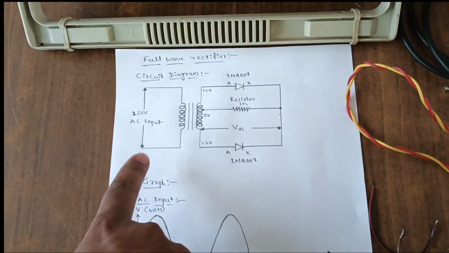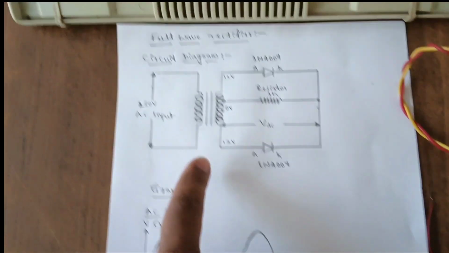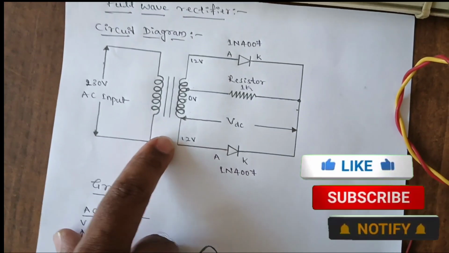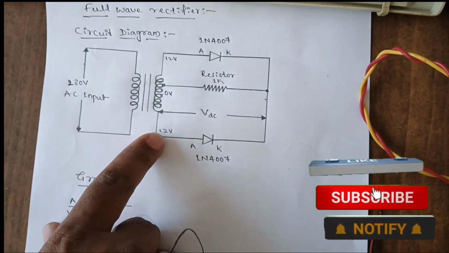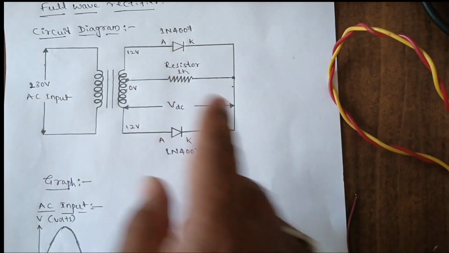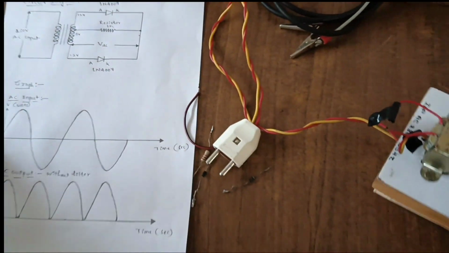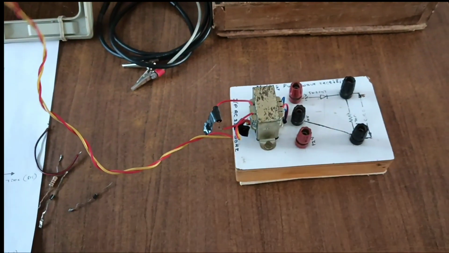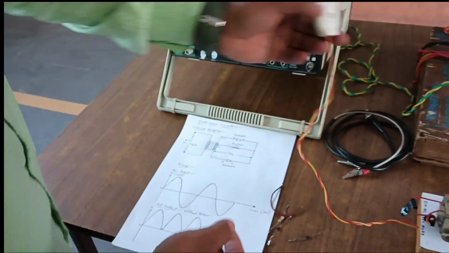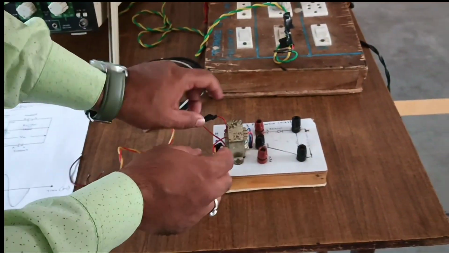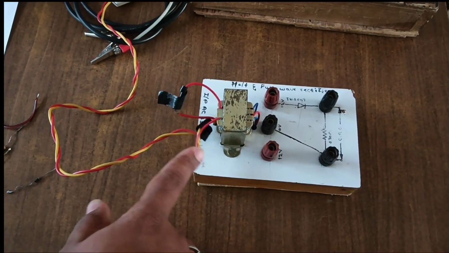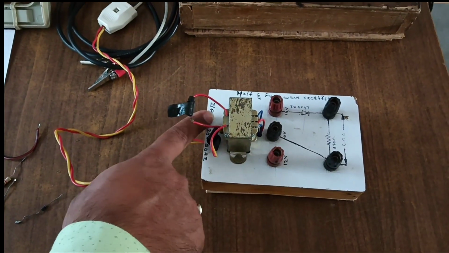You can see here a 230 volt input is given to the transformer, and from the transformer we take an output of 12-0-12. Okay, it is a center tap transformer. We connect the supply of 230 volt by a 2 pin plug, and this is the 230 volt supply. Okay, 230 volt AC input is written here.